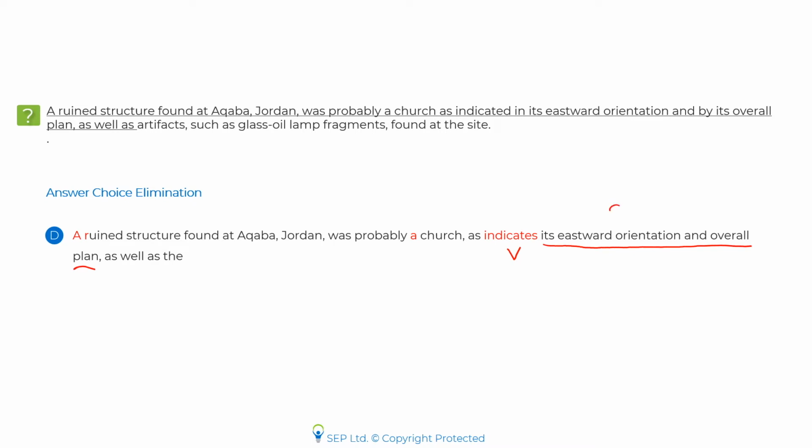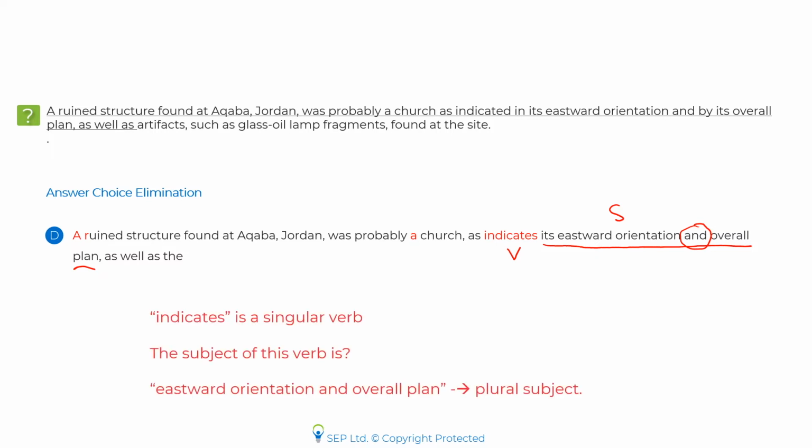So the subject here is eastward orientation. But wait, we have another subject here added by this "and." So what we have really is "indicates," a singular verb, but the subject of this verb is what? The subject is plural. And therefore clearly there is a subject-verb agreement error here above all else. So this is also out. Let's now move to the last choice.